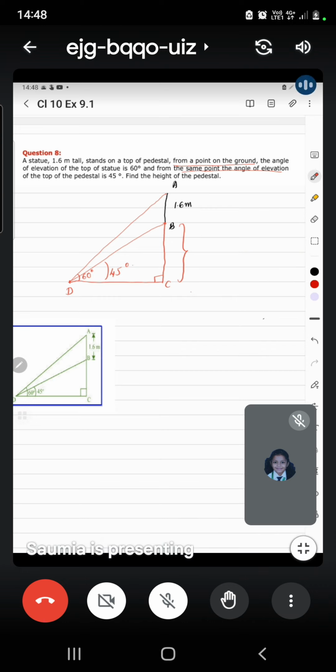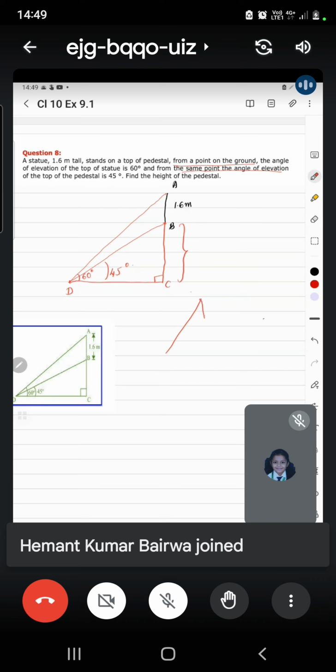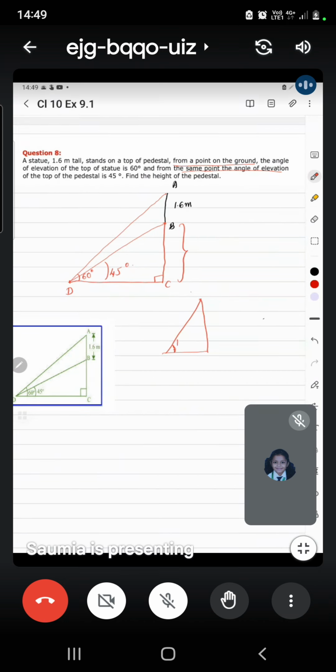So now we are going to start with this and we're going to find out the height of the pedestal. Now look at this figure that we have. We have a right angle triangle ADC, bigger one, and the smaller one BDC. Now we are going to make use of this right angle triangle. But every time we make use of a right angle triangle, you must have noted that we know one angle and one side. Any one side. We should know one angle and one side.